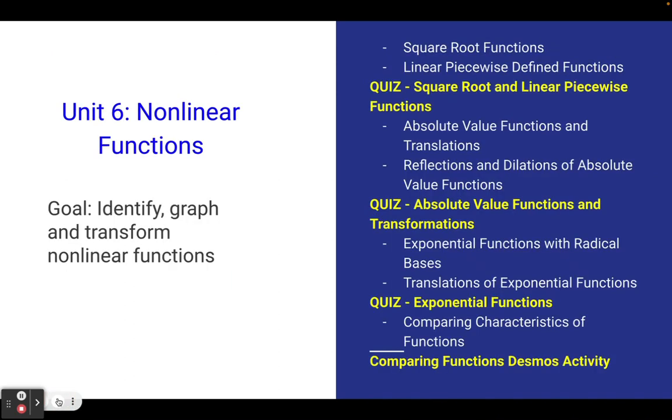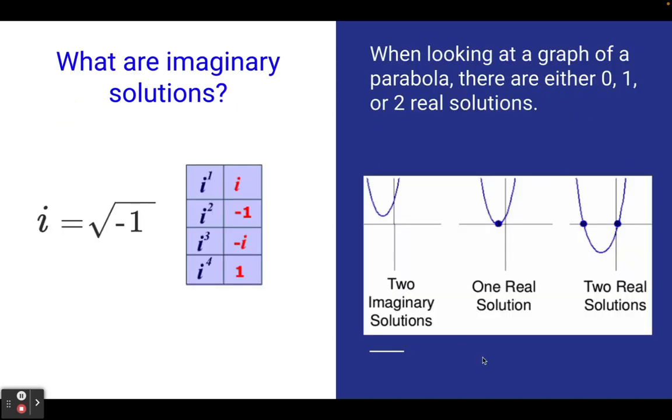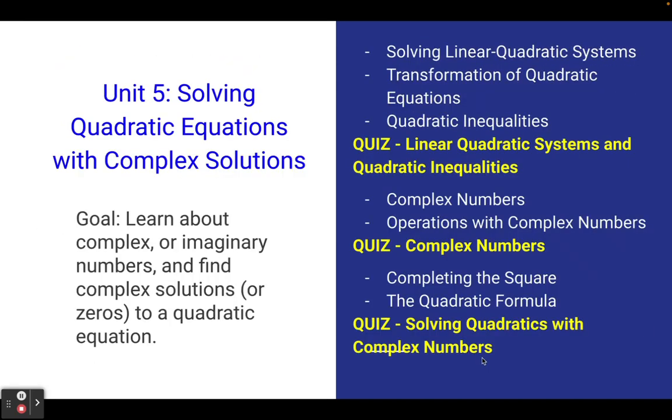And then finally, we're going to do nonlinear functions. We're going to identify, graph, and transform nonlinear functions. There's different types of nonlinear functions. There's square root functions, linear piecewise, absolute value, exponential. And we're going to learn how those work and how they're translated on the graph. And there will be 3 quizzes in this unit as well. And then we're going to do a comparing function Desmos activity at the end.